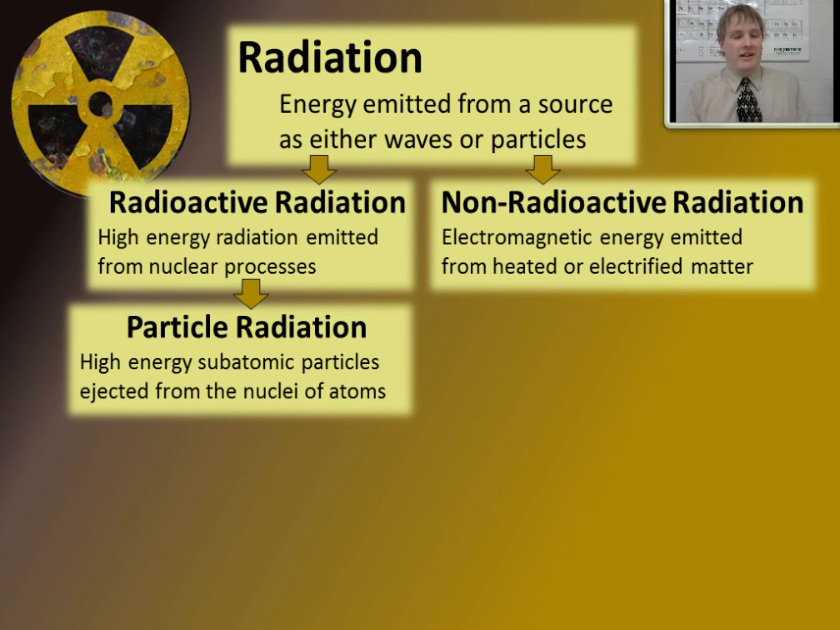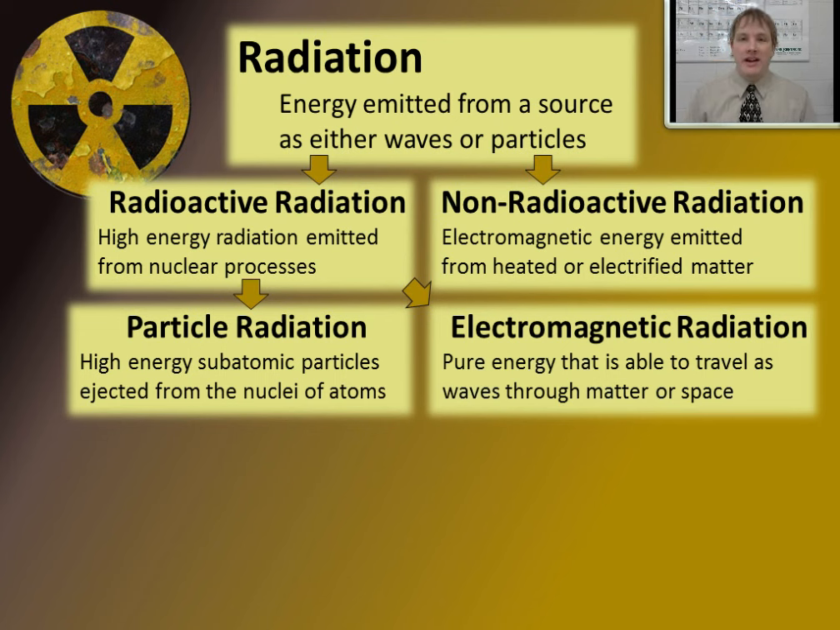There's also non-particle radiation, but we've already learned about this type of radiation before. We called it something else. We called it electromagnetic radiation. And sometimes radioactivity can give off electromagnetic radiation. If radioactive processes release electromagnetic radiation, it's always the really high energy electromagnetic radiation. We'll talk about that in a second. I just want to point out that non-radioactive radiation can never be particle radiation. It's always electromagnetic, which means it's pure energy being given off from a source.